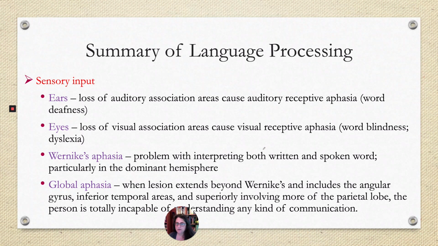Wernicke's aphasia would be even worse. If you have damage to the Wernicke's area, then both the written and spoken word is going to be damaged. Again, this has to be in the left hemisphere or the dominant hemisphere. But then you would have problems with language more globally and not just one sense over another. And then global aphasia is when you have a lesion extending beyond Wernicke's. It includes the angular gyrus, maybe some of the temporal areas or more areas of the parietal lobe, so it's beyond that. And then these people are completely incapable of understanding communication in any way, and moreover, they're confused. They don't know where they are in space. They're disoriented completely. That's called global aphasia.